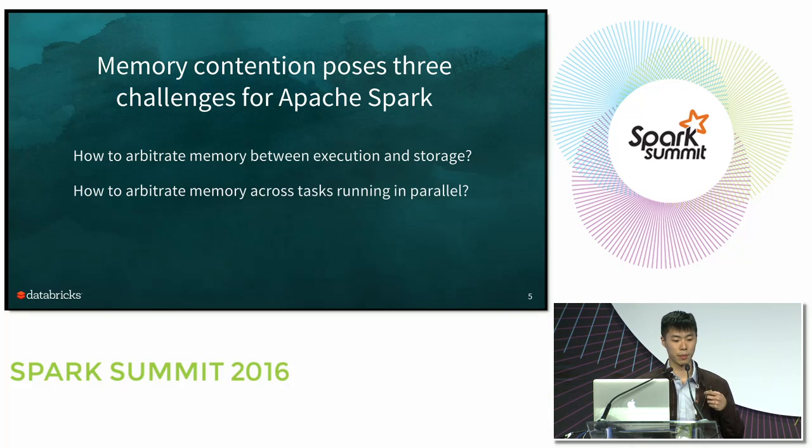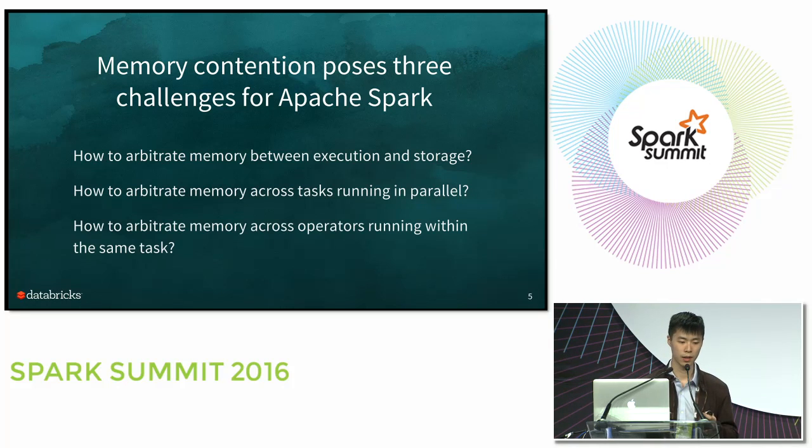There's also memory contention across tasks running in parallel. And in Spark, a task is essentially the smallest unit of execution that represents a partition in your data set. Further, there's also memory contention even within a task across operators. I'll also dive into more detail about what this means exactly later, but for now you can think of an operator as a step in transforming your data. So for example, a sort or a group by.